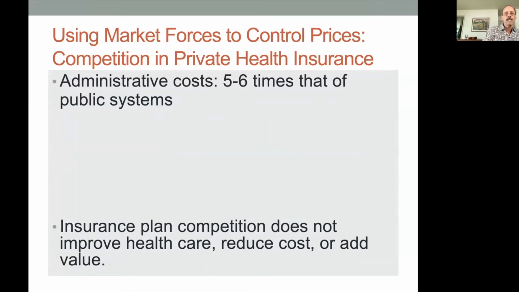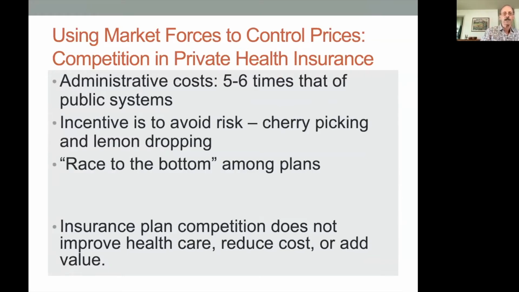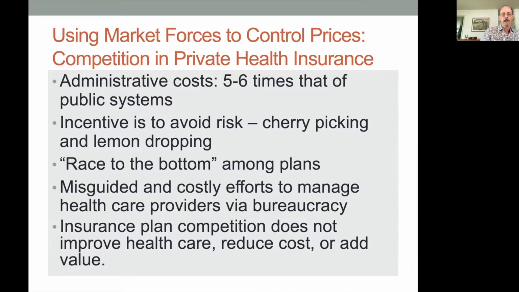So if you try to use market forces to control prices, which is the theory in US healthcare, the administrative costs are 5 to 6 times that of public systems. The incentive is to avoid risk. There's a race to the bottom among plans, and misguided and costly efforts to manage healthcare via bureaucracy. And it doesn't improve healthcare, reduce costs, or add value.